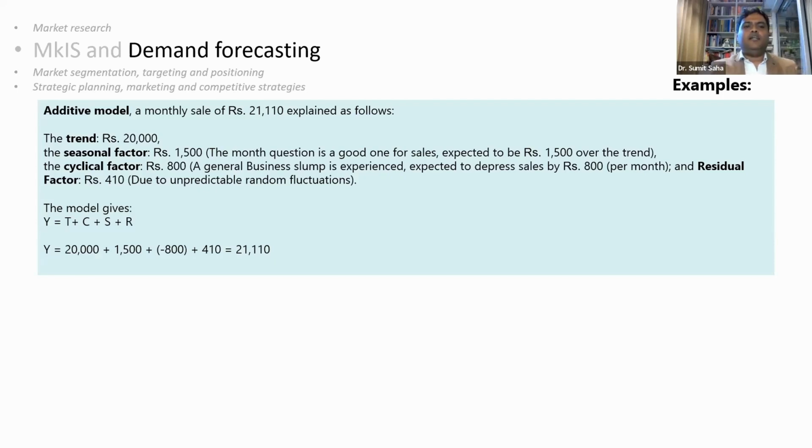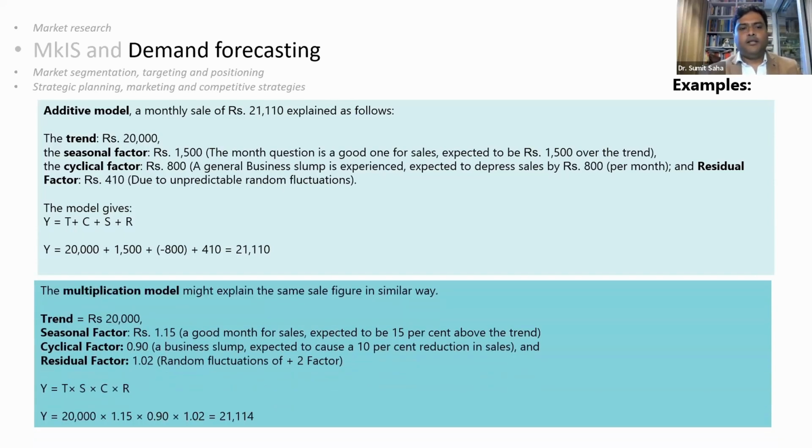Same here, let's say the trend is given as rupees 10,000. The seasonal factor is equivalent to 1,500. The cyclical factor is equivalent to 800 rupees. Okay, and let's say the other residual or random factor is 400 rupees. If I'm using the additive model, then my demand forecast for that particular year will be 10,000 plus 1,500, minus 800, because the cyclic factor is negative, and then we add this 400. This is the additive method.